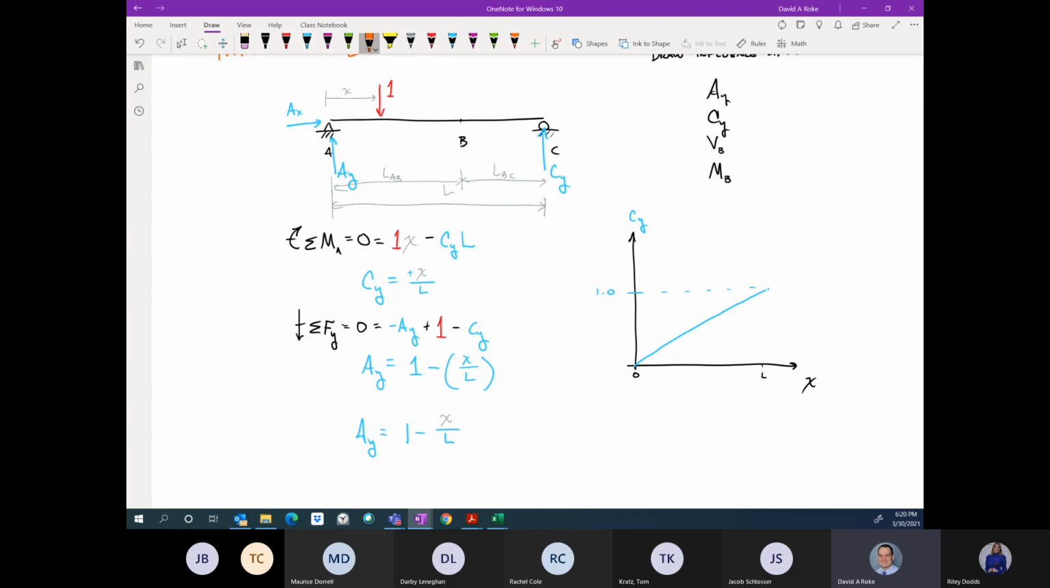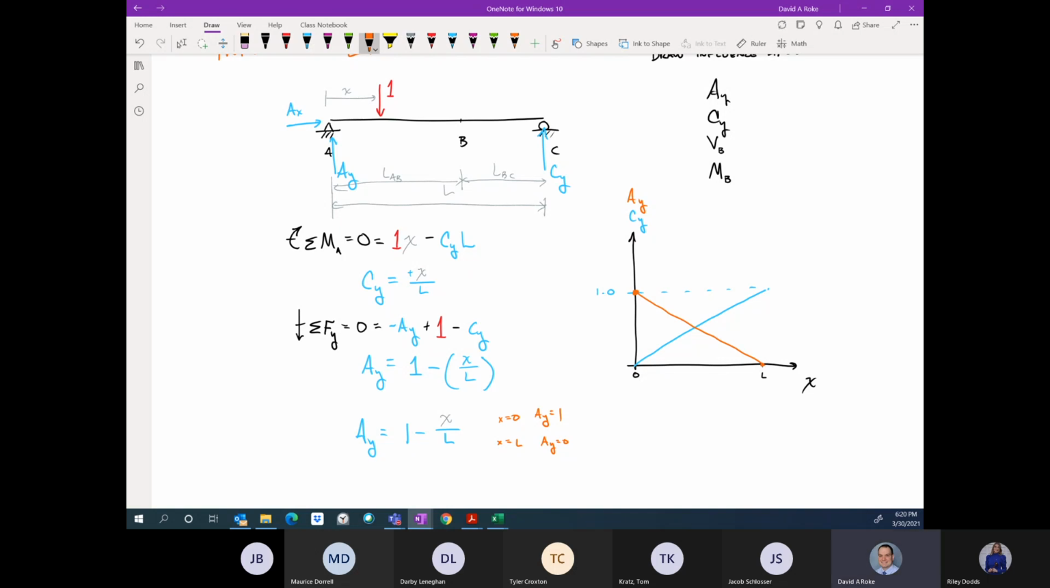And so if I were to plot AY's function here, well, when I plug in x equal to 0, AY is equal to 1. And when I plug in x equal to L, AY is equal to 0. And I just connect the dots. It's a linear function. So there we go. Influence lines for these reaction forces.